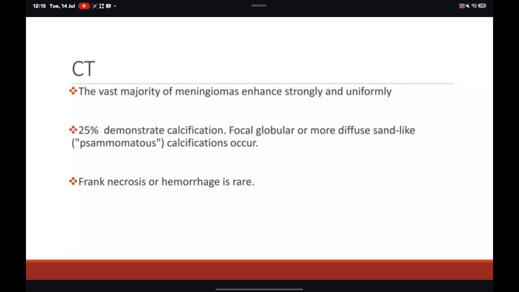CT: the vast majority of meningiomas enhance strongly and uniformly. 25% demonstrate calcification. Focal, globular, or more diffuse sand-like calcification occurs. Frank necrosis or hemorrhage is rare.